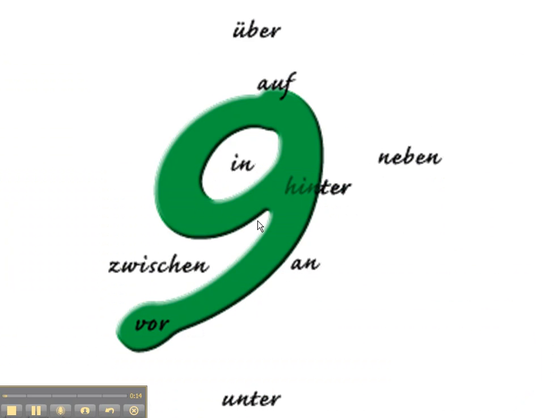Okay, here we have a graphic organizer using the 9 prepositions that can be accusative or dative. In English, these 9 prepositions are known as prepositions of location. So we begin with über, which means above or over, auf, on top of, neben, next to, hinter, behind, in, zwischen, between, an means at, or can also be translated as on in some cases, vor, in front of, and unter, underneath.